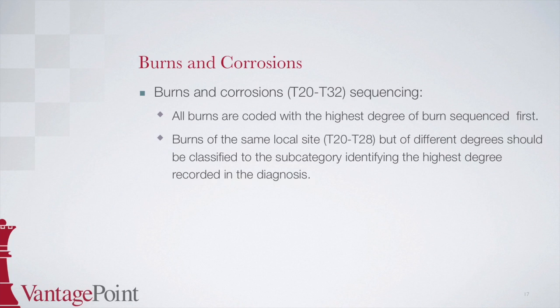Also, if documentation states that the patient has second and third-degree burns of the right shoulder, you're only going to code for a third-degree burn of the right shoulder, as the guidelines state that burns of the same local site but of different degrees should be coded to the highest degree.